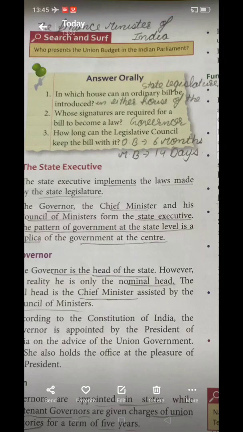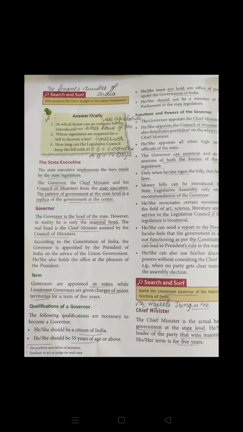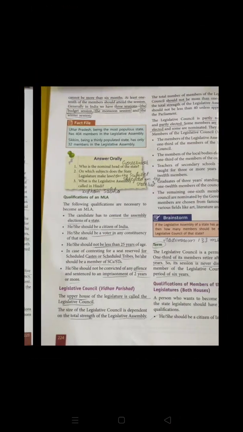So how long can the legislative council keep the bill with it? If I talk about the ordinary bill, that is 6 months, and if I talk about the money bill, that is 14 days. So that is what we discussed in this video, hope you are clear with that.